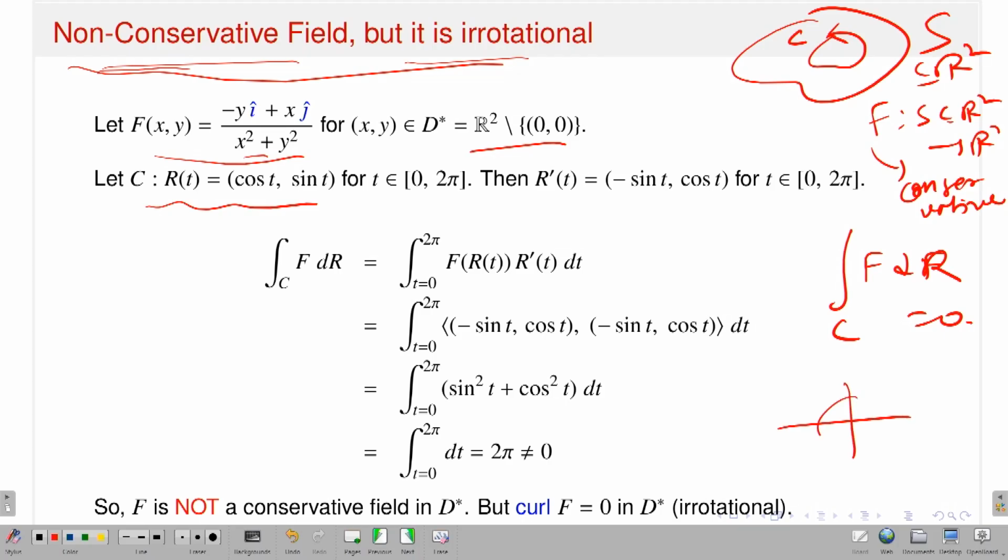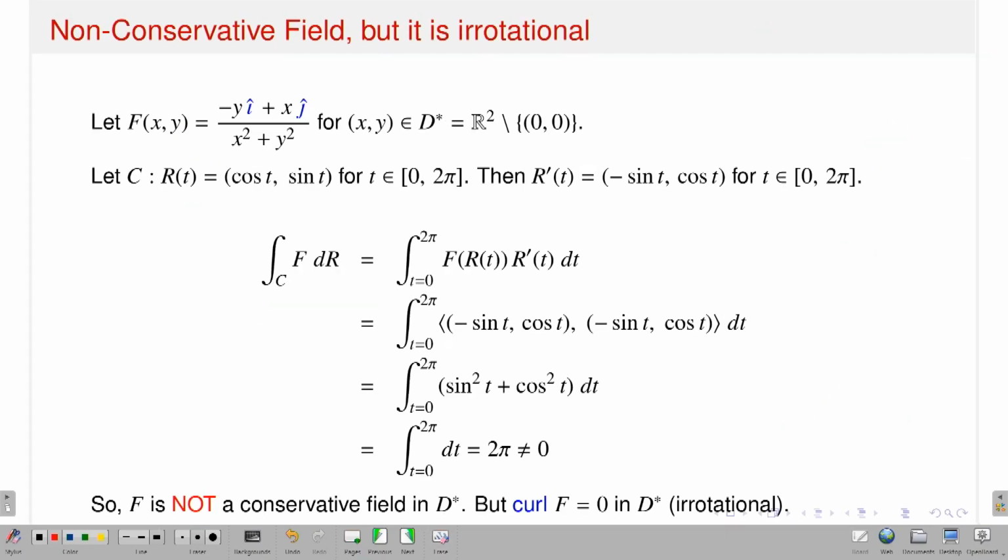And if I consider a circle centered at the origin with unit radius, this is a circle of radius 1, a positively oriented smooth curve. Then if I calculate the vector line integral over C of my vector field capital F, it turns out that it is exactly equal to 2 pi, which is a non-zero quantity. So therefore F is not a conservative vector field.